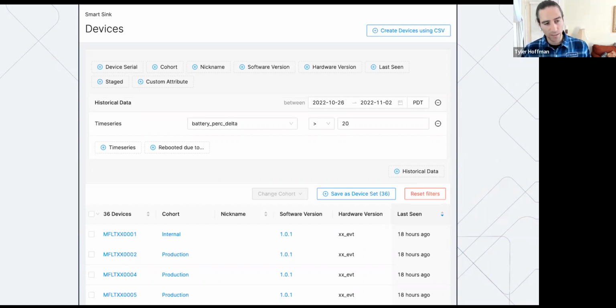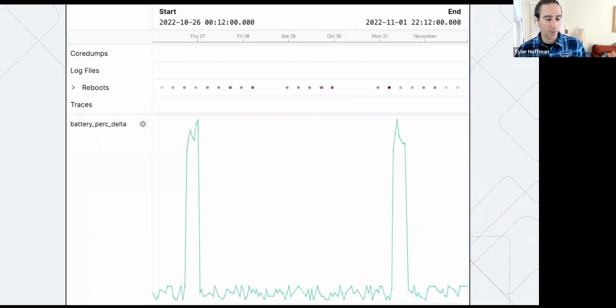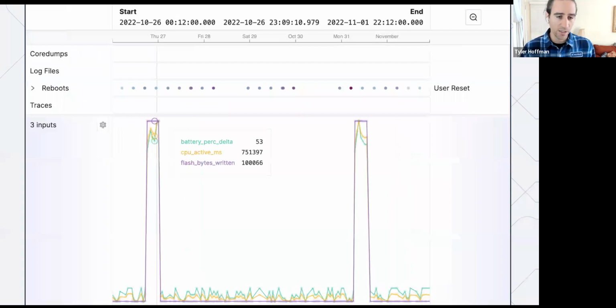You can click on one. I clicked on one, the first one, and then you can see that there is a very big spike and the drop of the battery in our metrics view. And then since we collect not just battery life, but tons of other metrics, we can see that there's actually other things going on. And so during that battery life drop, the CPU is active and we seem to be writing a lot of flash data.